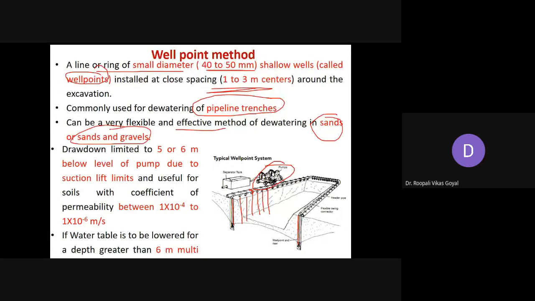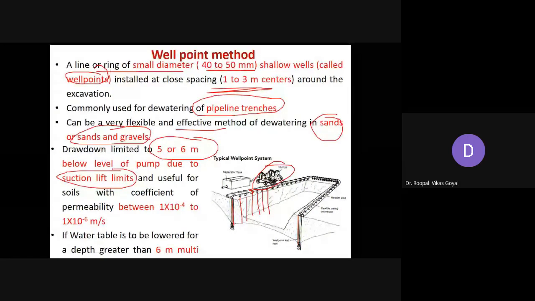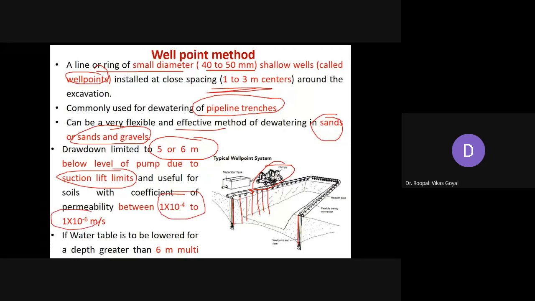So अभी drawdown, कितना lower करेगा वो ground water table को? That drawdown is limited up to 5 to 6 meter below the pump, due to the limit of its suction lift, मतलब कितना पानी वो ऊपर खींच सकता है. So it can only work effectively for lowering the groundwater table up to 5 to 6 meter, and is also useful for soil with a suitable coefficient of permeability. Generally sandy and gravelly soils may have permeability in the range of 10 raised to minus 4 to 10 raised to minus 6 meter per second.